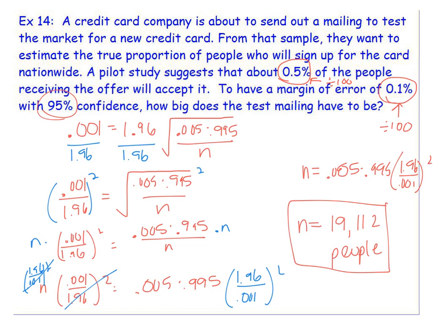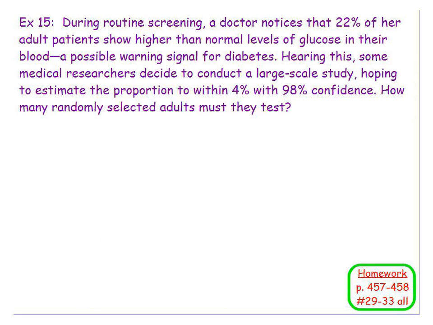So let's look at the last example. During routine screening, a doctor's office notices that 22% of our adult patients show higher than normal levels of glucose in their blood, a possible warning signal for diabetes. Hearing this, some medical researchers decided to conduct a large-scale study hoping to estimate the proportion to within 4%, there's your margin of error, with a 98% confidence. How many randomly selected adults must they test?